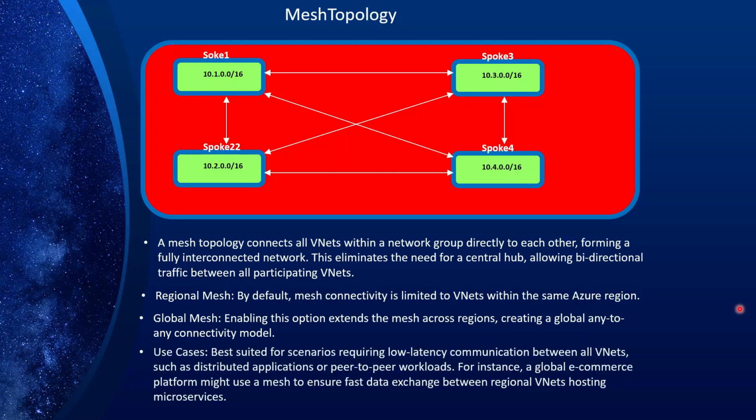The use cases are best suited for scenarios requiring low latency communication between all VNets, such as distributed applications or peer-to-peer workloads. For instance, a global e-commerce platform might use a mesh to ensure fast data exchange between regional VNets hosting microservices.